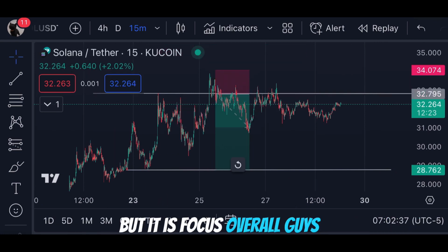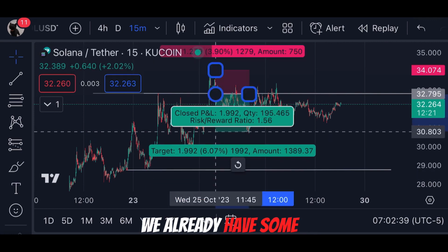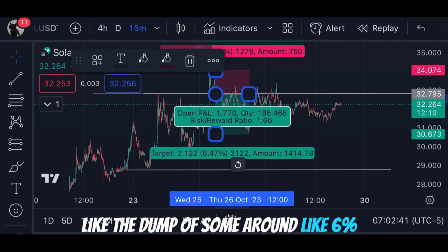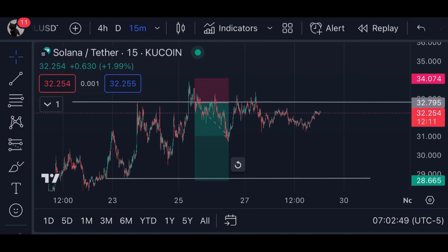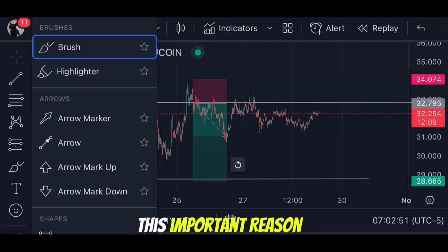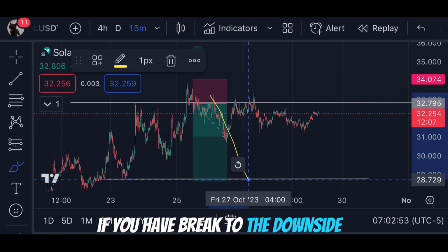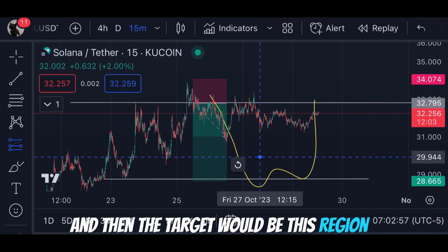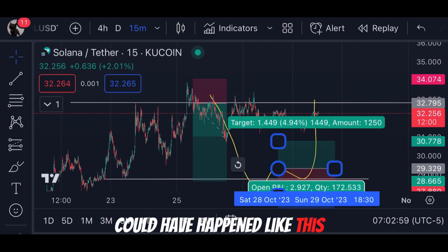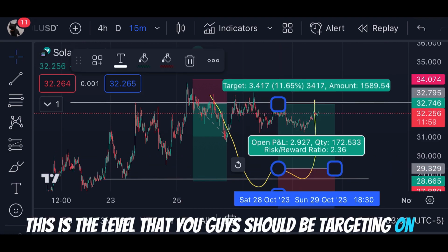But if you focus overall, guys, we already have a dump of around 6%. So guys, a 6% dump is still a very good momentum. Let me tell you something: this support and resistance, if we break to the downside, you guys have to long from here, and then the target would be this region. If the price action happens like this, this is the level that you guys should be targeting.